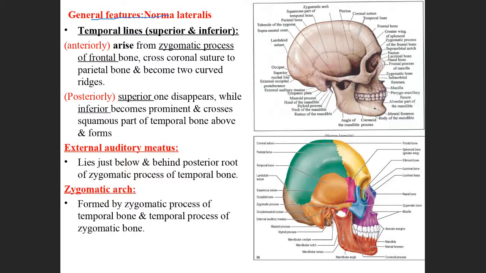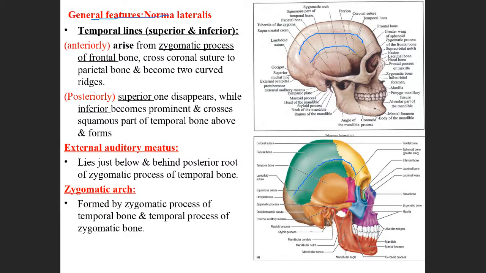Next, there are the lines. So what are those lines? Anterior and posterior, or superior or inferior temporal lines. So these are the lines here, the superior and inferior temporal lines. You can see these prominent areas. So where is it?